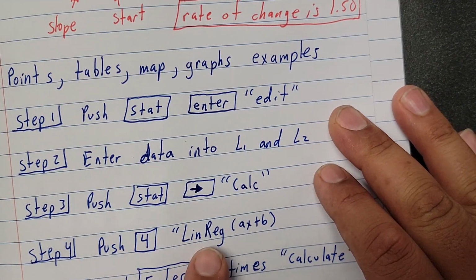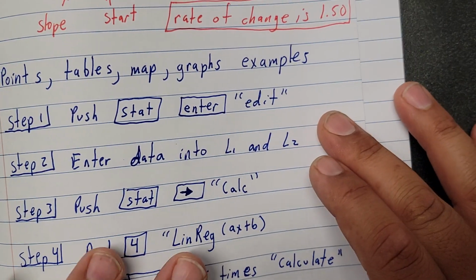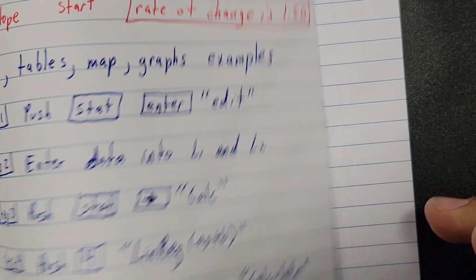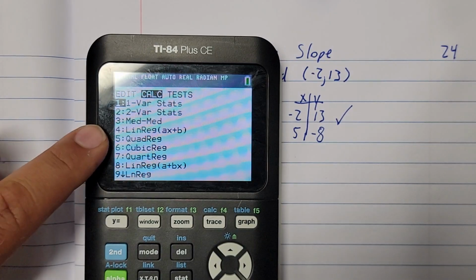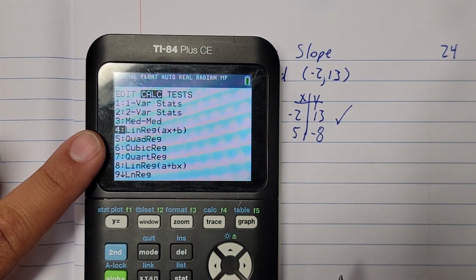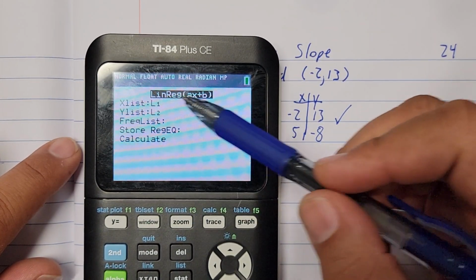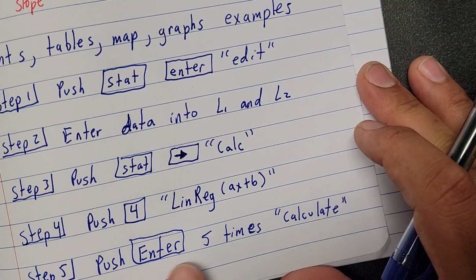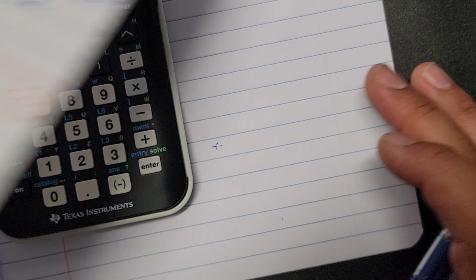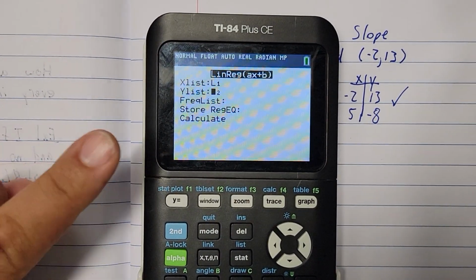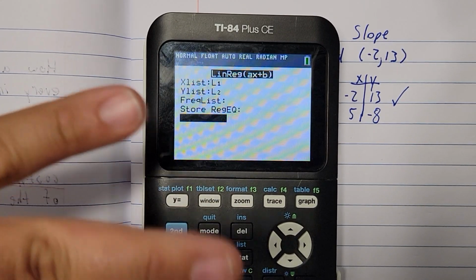Good. Now it says push 4 where it says linear regression. Oops, I forgot to put my quotation marks. All right, I'm going to go down here where it says linear regression, or I can just push the number 4. All right, so we go to the linear regression. And the last step says enter 5 times. Okay, so I'm right here. So 1, 2, 3, 4, 5.